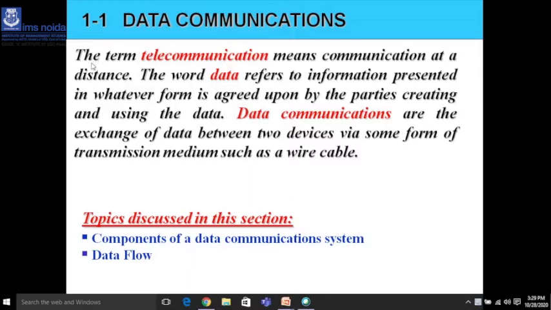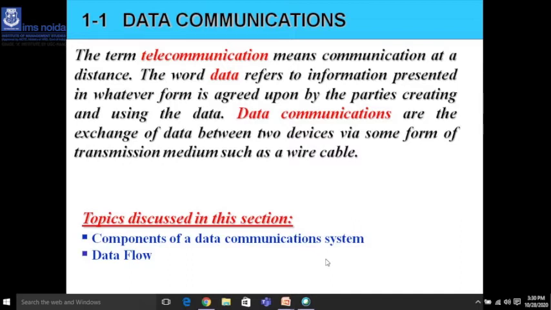Okay, so without any further delay, let's talk about today's topic. In your computer fundamentals course, there is a topic which is data communication. I'm just going to tell you what exactly data communication is and what we understand by it.